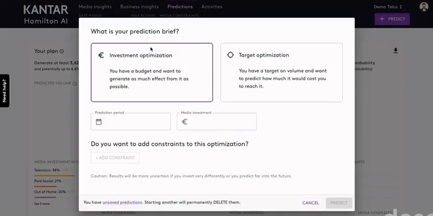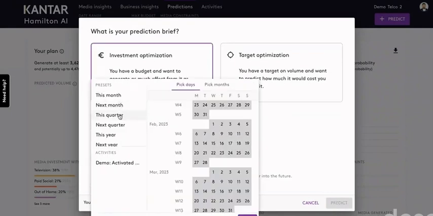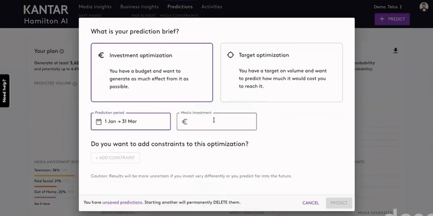We can look at investments or target optimizations. In the investment optimization, you select a time period and brief the platform of a budget. In the target optimization, you also add a certain target. Let's choose a quarterly campaign, and then let's put in 500,000 as our budget.